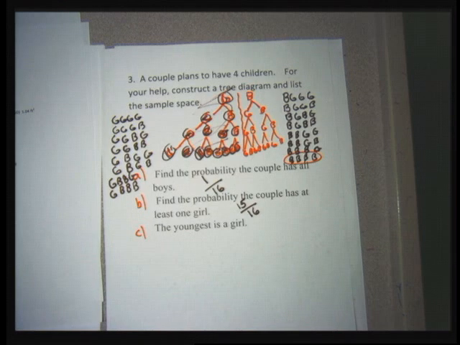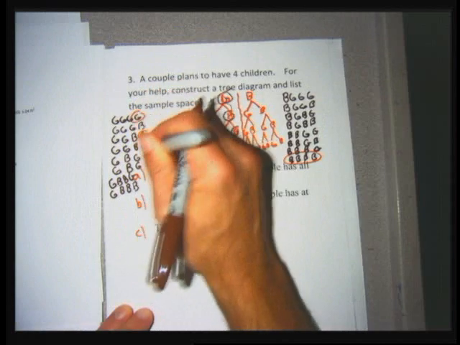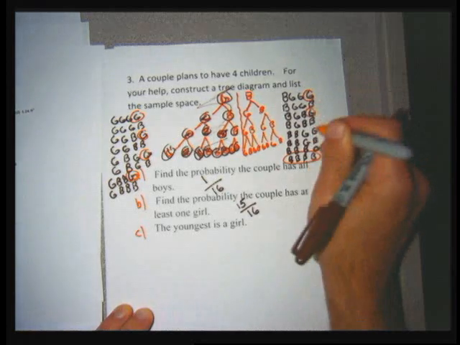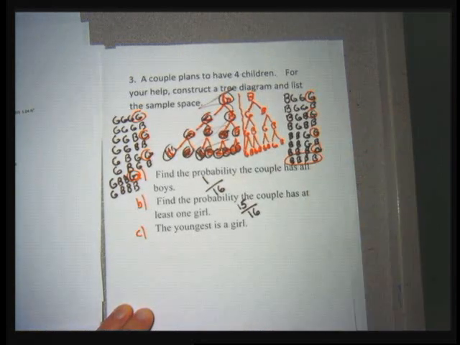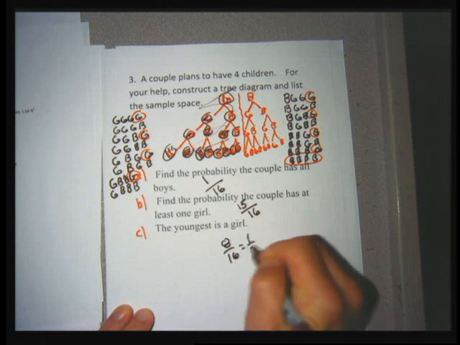And then for the youngest being a girl, I'm making this my youngest. So there's 1, 2, 3, 4, 5, 6, 7, 8 of the 16 that have the youngest child as a girl. And I'm going to reduce that to 1/2.